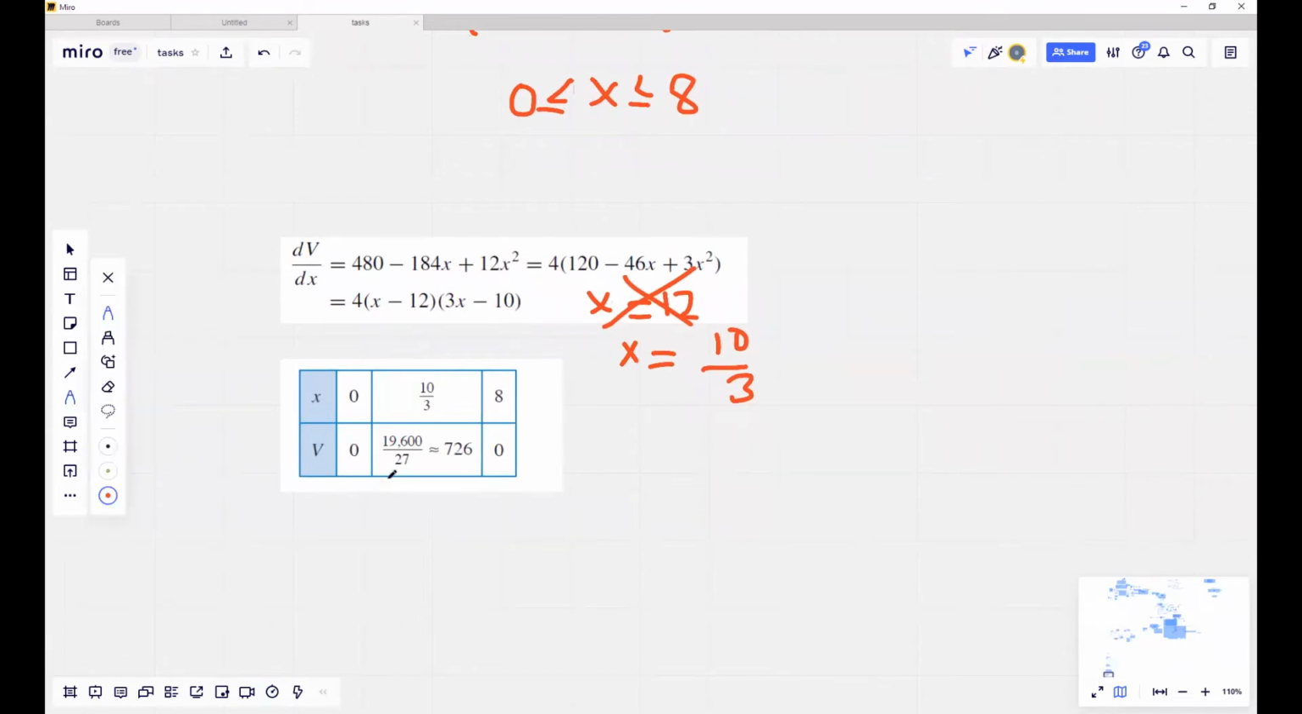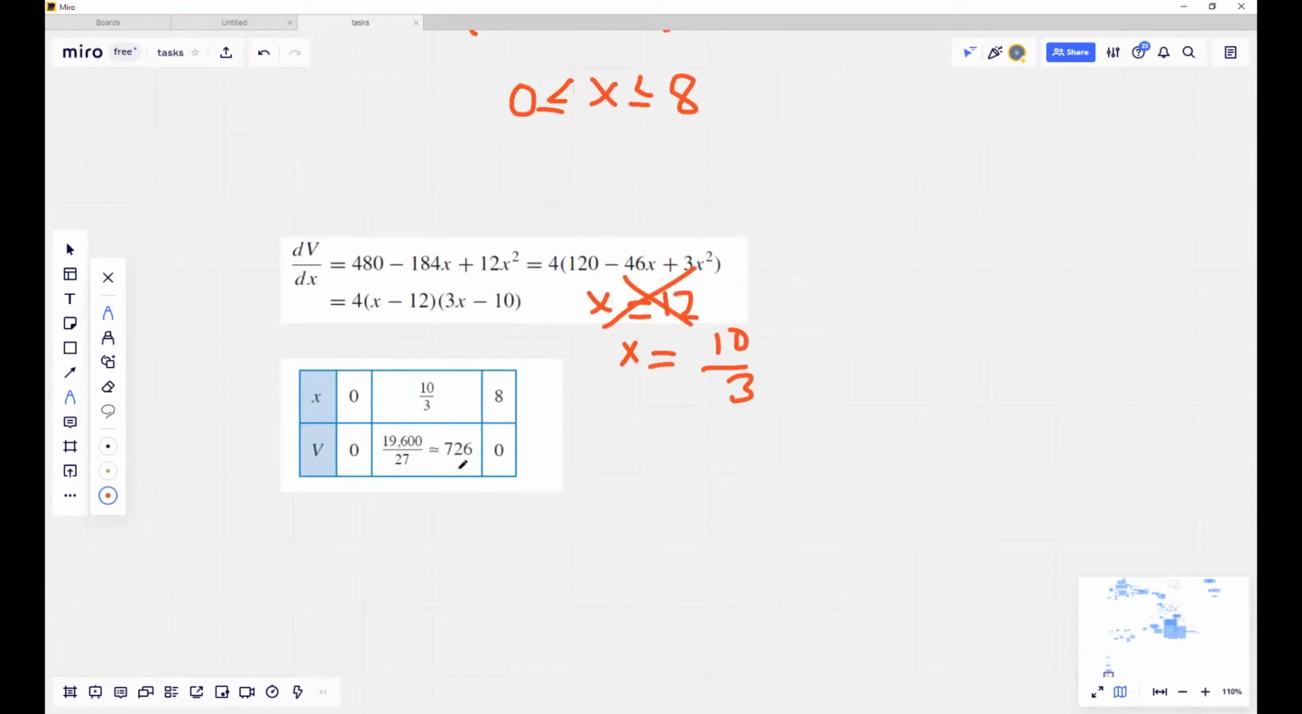And what we are going to do is calculate the value of the function at the endpoints, at 0 and at 8, and the value of that function at its only stationary point at 10 over 3, which is equal to 726. So the value x equal to 10 over 3 will maximize volume, and the maximum volume is equal to 726.